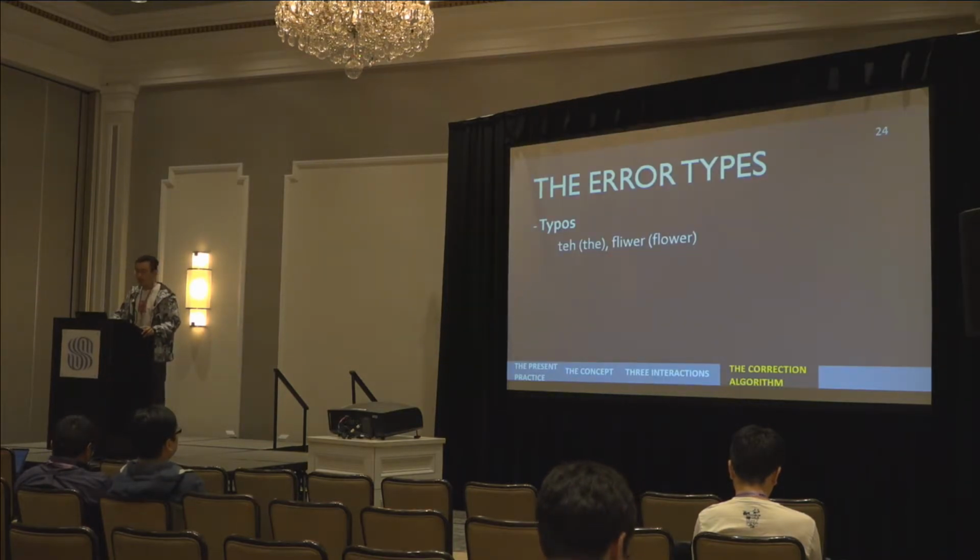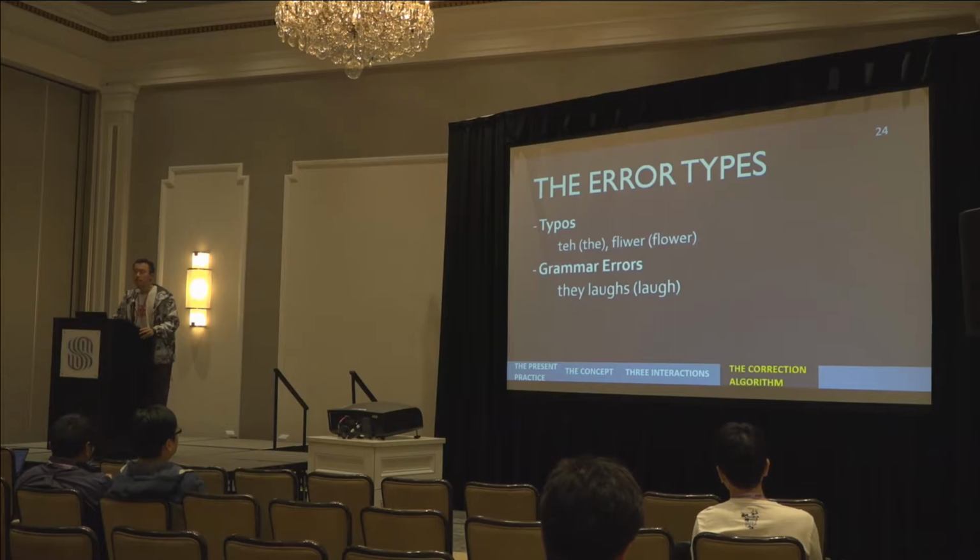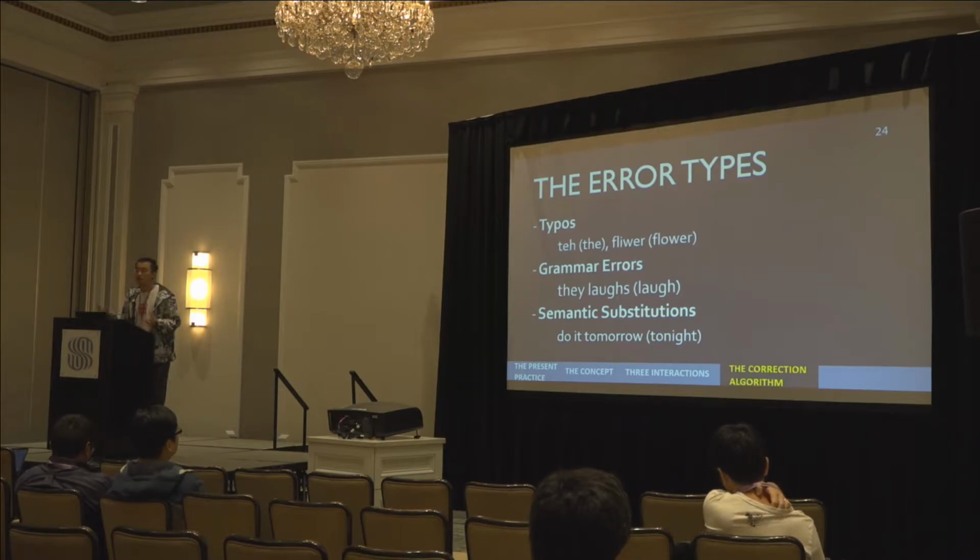Before we jump into the algorithm details, let's define the error types we usually make in daily life. The first one is typos. The second one is grammar errors. The last one is semantic substitutions, such as synonyms, where words have similar meanings but you want to change the word or phrase.